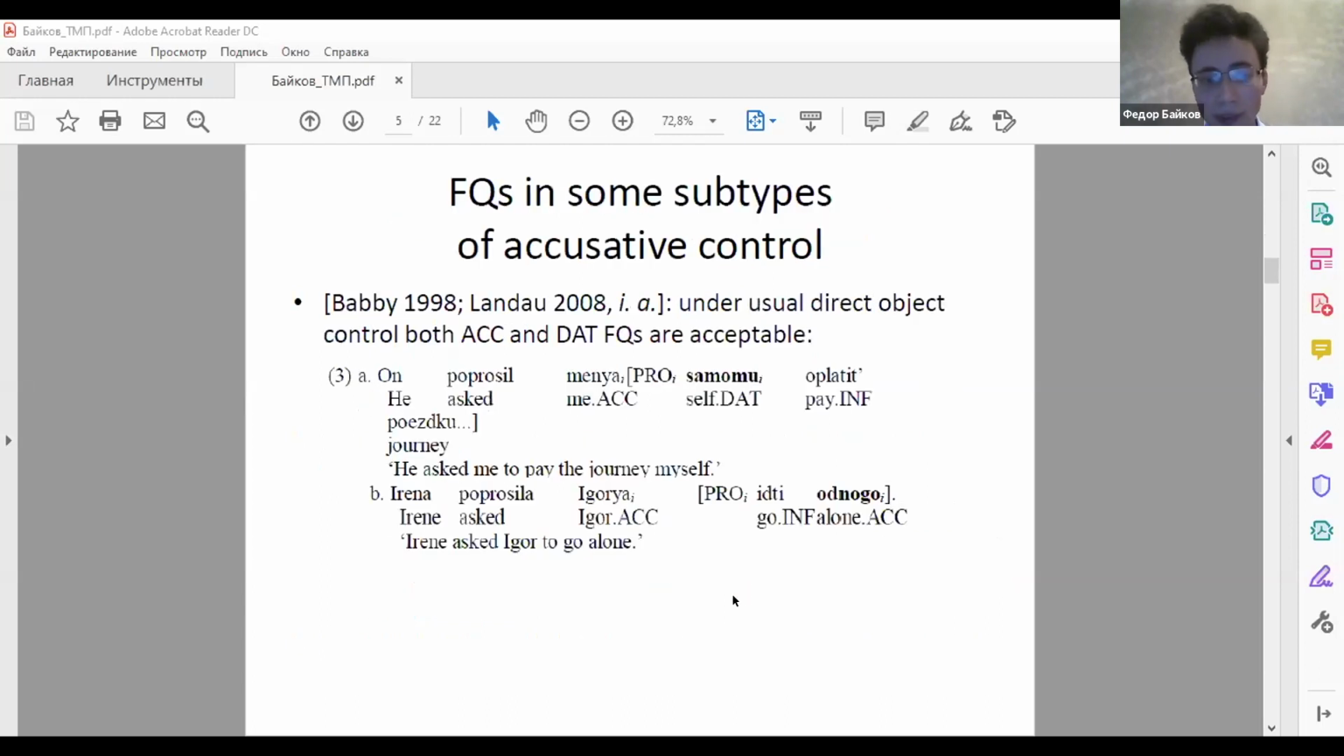As has already been argued, under usual direct object control, both accusative and dative floating quantifiers are acceptable. As you can see in examples from the internet in 3a with a dative floating quantifier and in 3b with an accusative floating quantifier.